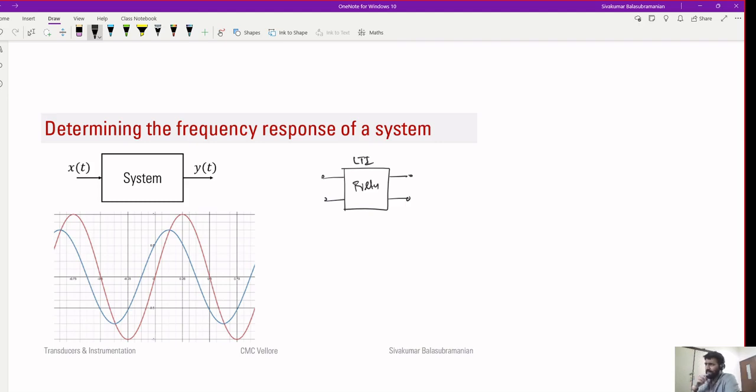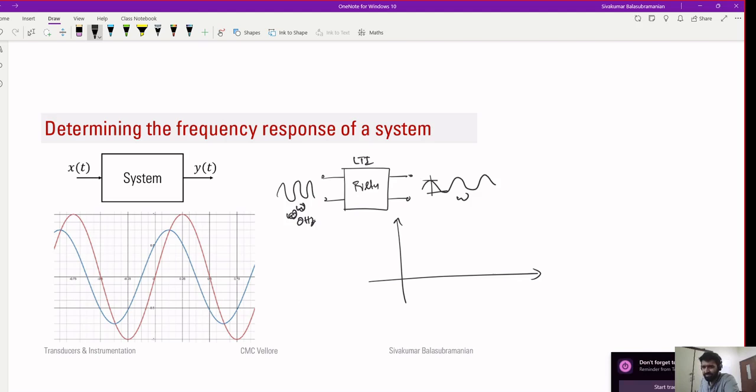Okay, all right. So here, we know that if it's an LTI system, if you apply a sinusoidal input with some frequency omega, what comes out will be a sinusoid with the same frequency but different amplitude and phase. Right. So if you simply apply different sinusoids, let's say for frequency from 0 Hz to some very high frequency, right?